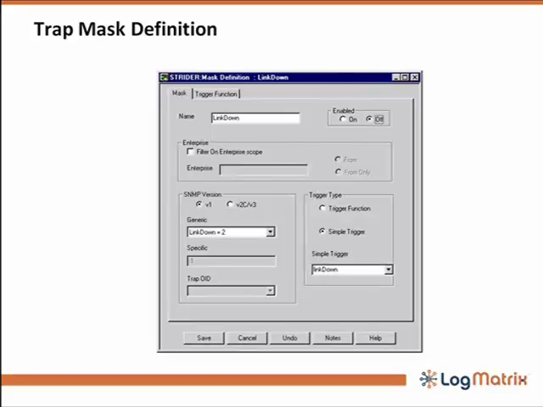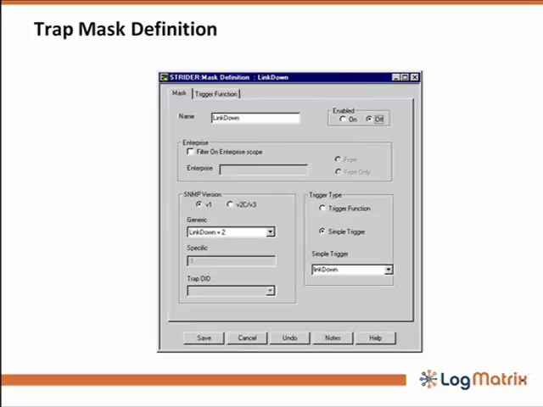Now a simple trigger says I have all the information I need right here on this page to fire a new trigger called link down, and I type in the name link down. And I can save that, and I now have a mask that is looking for any link down coming from the network. Any device on the network that's in my node list issues a link down, this trap will catch it. A simple trigger.